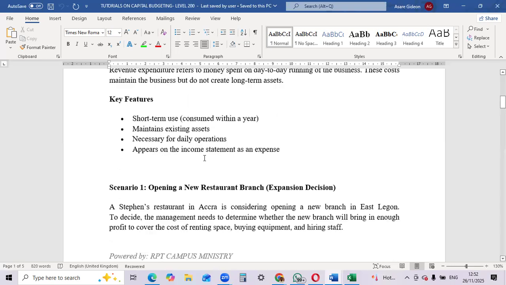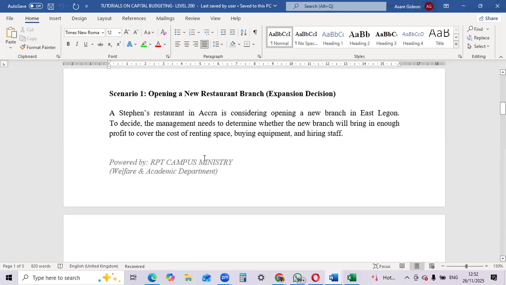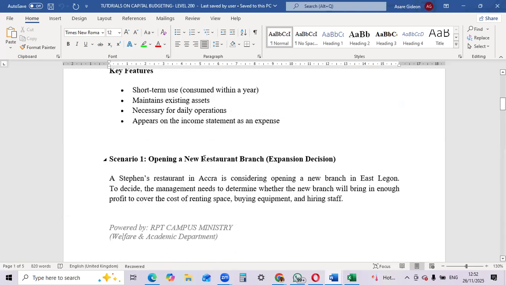So that is basically the explanation or the understanding when it comes to revenue expenditure, right? Now, these things are very crucial. You have to be able to know them, even though it's very, very rare to be asked in exams to define them. But it's crucial for you to know them on your fingertips. It's going to help you.